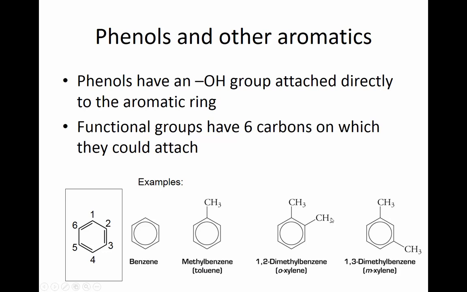Here we have 1,2-dimethylbenzene, so this is 1, this is 2-dimethylbenzene. 1,3-dimethylbenzene here. And so this is O-xylene and this is M-xylene. More as to what O and M mean later on. This is ortho and this is meta. But what does that signify?